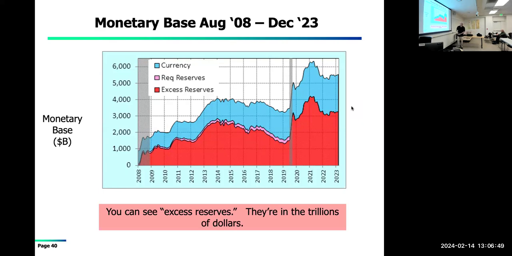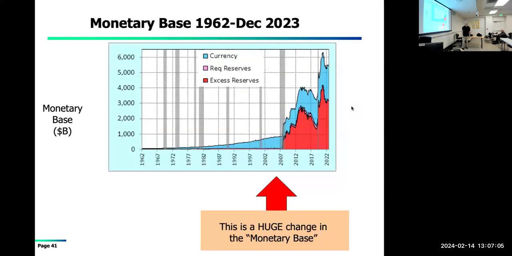And oh, by the way, then the pandemic hit, and what did they do again? Even though you're already up here at $2 trillion, they increased it again because of the concerns about the pandemic driving the economy into a hole. That was, believe it or not, a good thing.